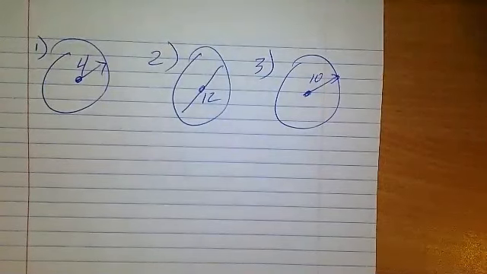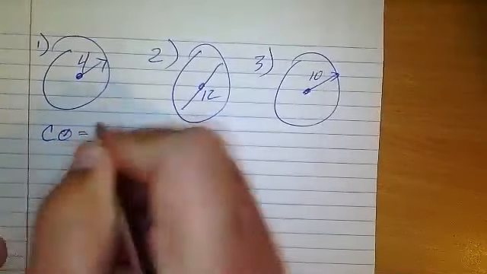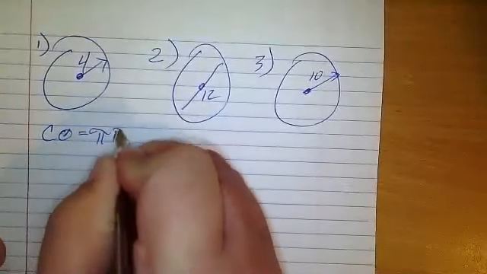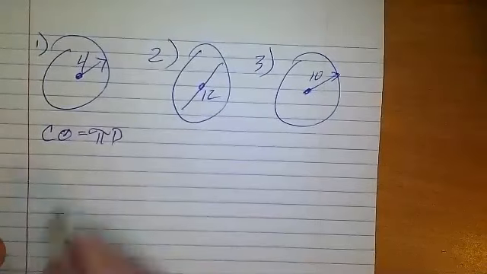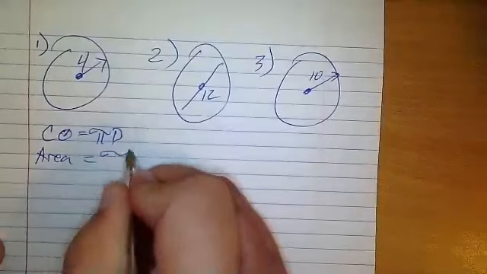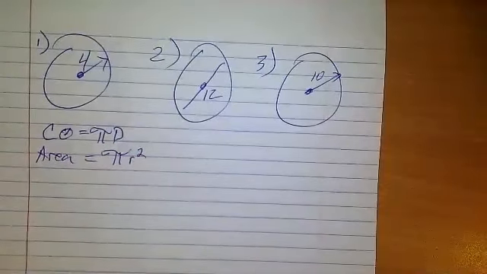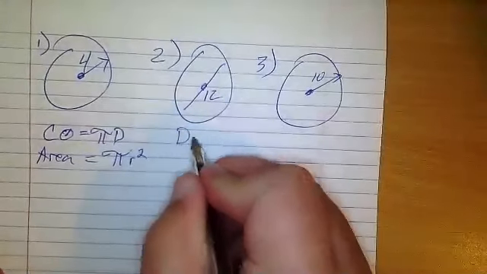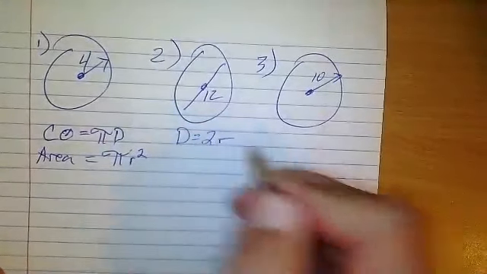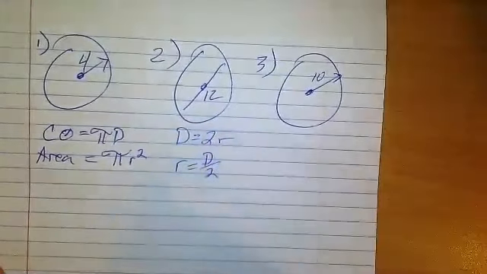Any questions? We're doing okay on these? Remember that the circumference of a circle is equal to pi times the diameter, and the area is equal to pi times the radius squared. Remember that the diameter equals 2 times the radius, and the radius equals the diameter divided by 2.